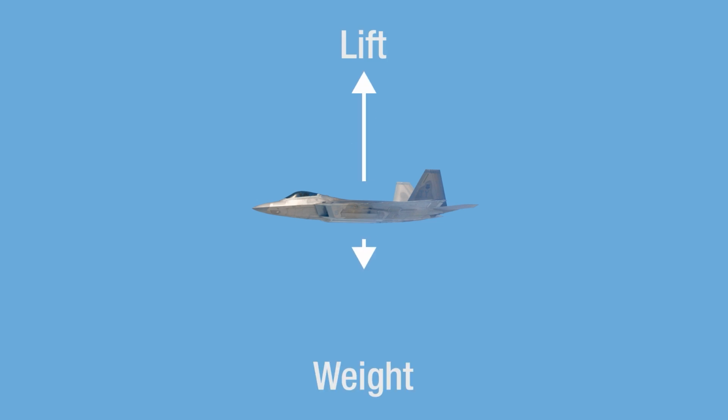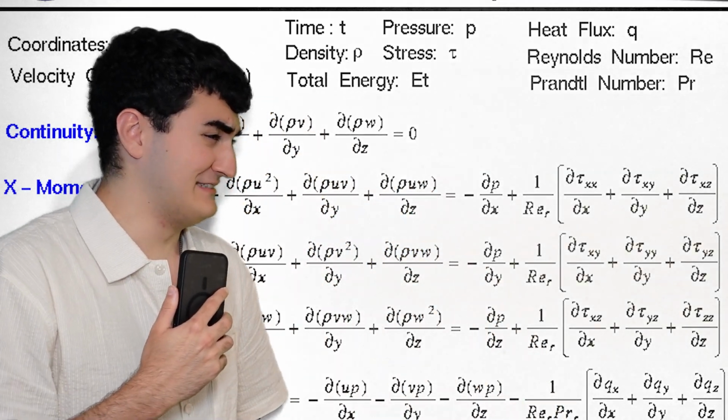Remember, there's 4 forces acting on an aircraft. Lift goes up, weight goes down, thrust goes forward, and drag goes backward. Easy to memorize, no? Now you're an aerospace engineer. Navier-Stokes, no, please. Understand.